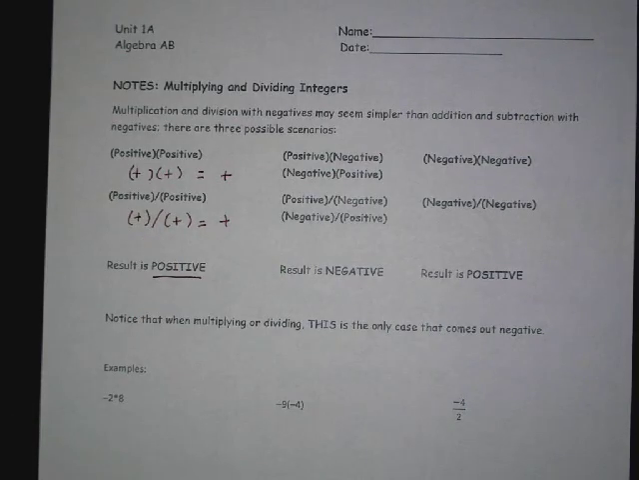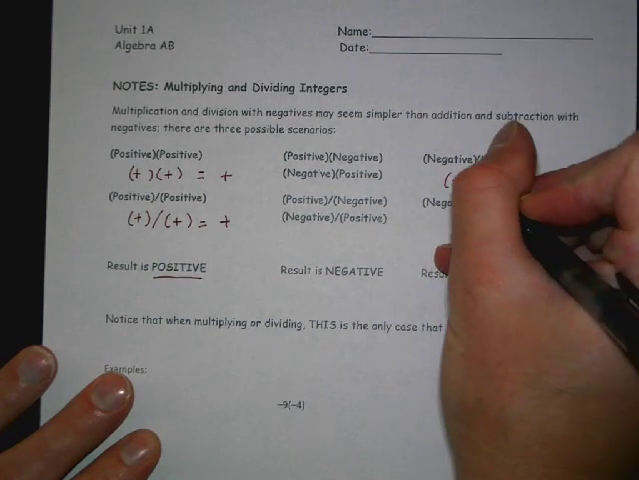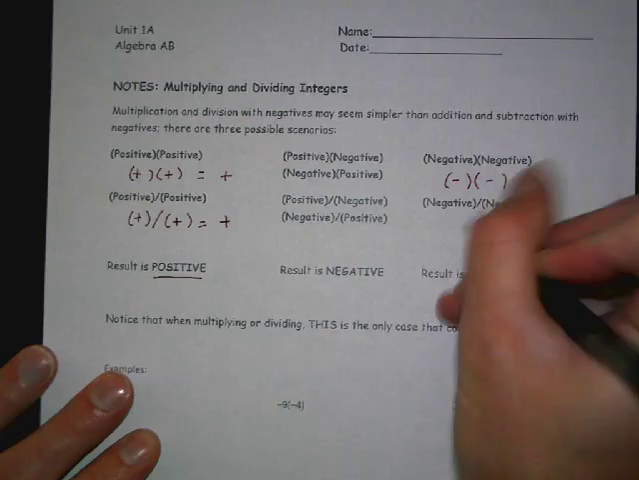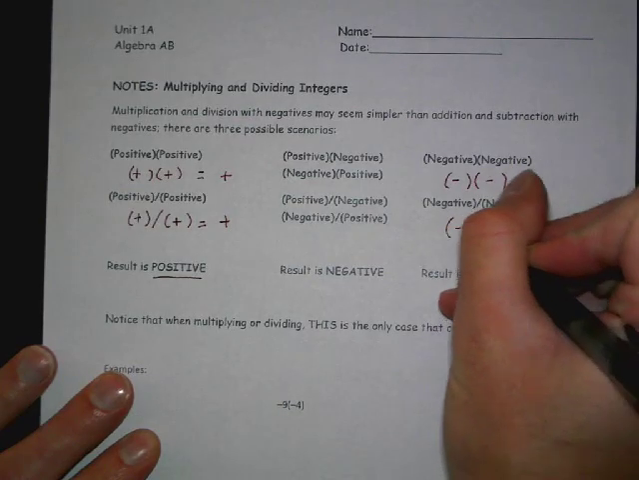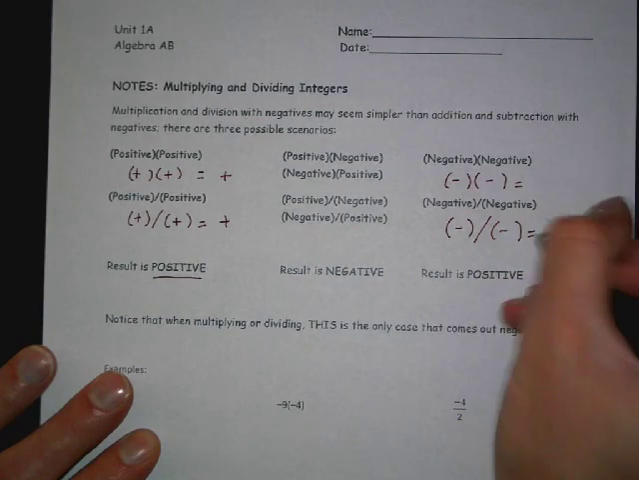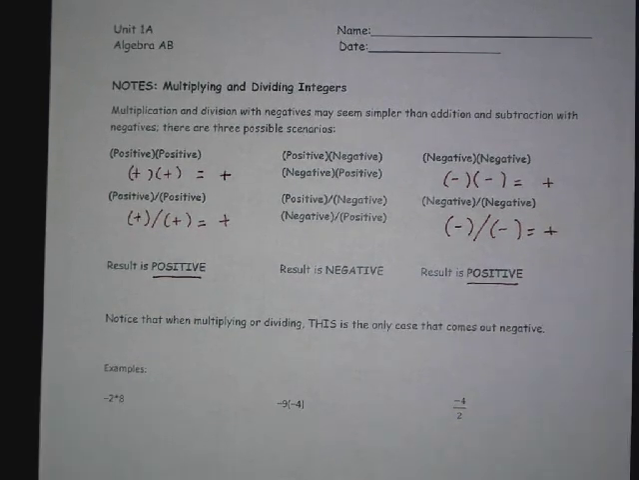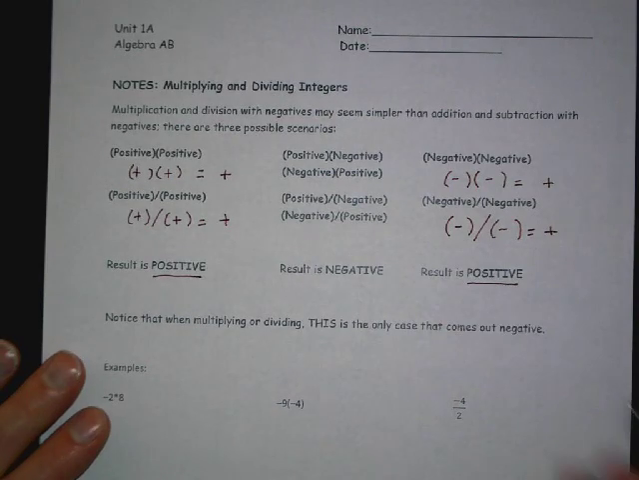Okay, I'm going to skip over to the third column because they kind of go together. If I have a negative times a negative, or a negative divided by a negative, that is also going to give me a positive. So a simple way to think about it is, if the signs are the same, two positives or two negatives, you're going to get a positive answer. So the only time we get a negative answer is when you have one of each.